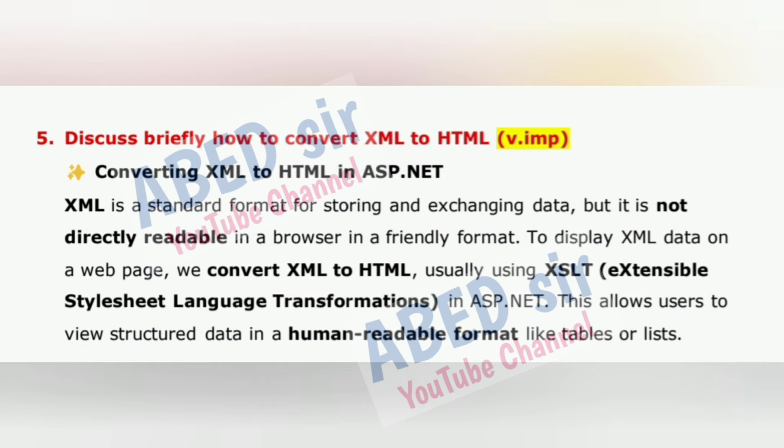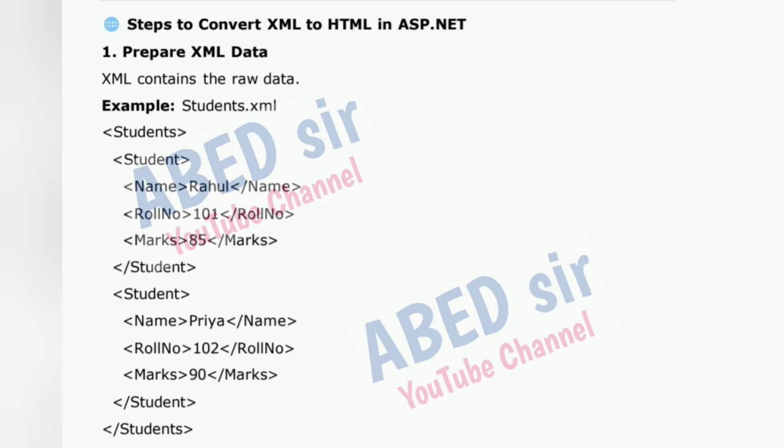To display XML data on a web page, we convert XML to HTML, usually using XSLT, Extensible Stylesheet Language Transformations, in ASP.NET. This allows users to view structured data in a human-readable format like tables or lists. Steps to convert XML to HTML in ASP.NET. 1. Prepare XML data. XML contains the raw data.